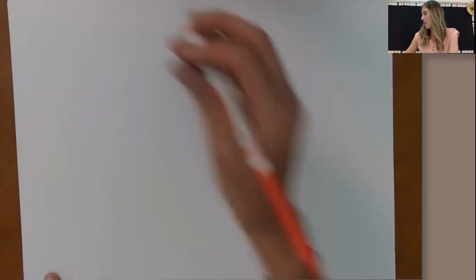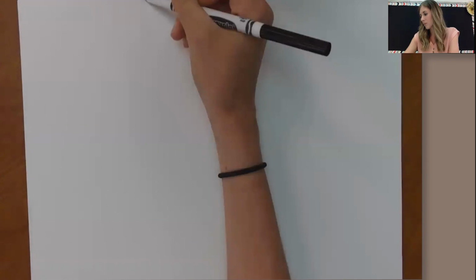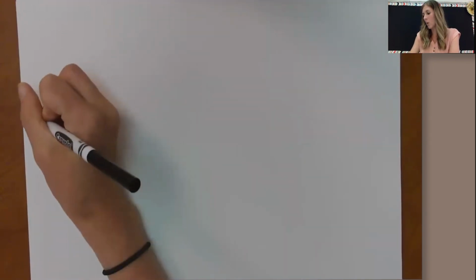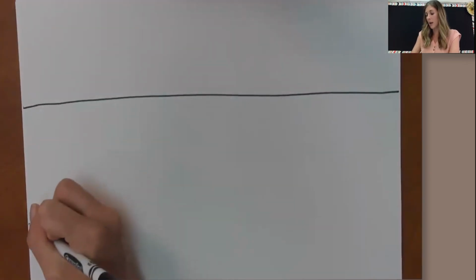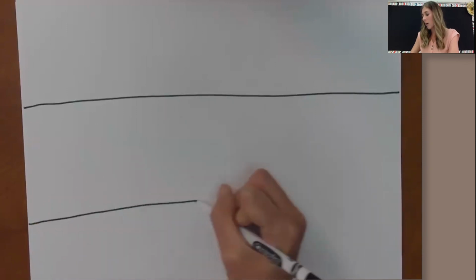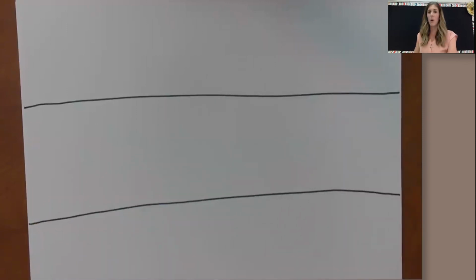I'm going to divide my board into 3 pieces. I'm going to go horizontal so that I have plenty of room for my number line. For you all at home, make sure you've got plenty of paper to work these problems out.